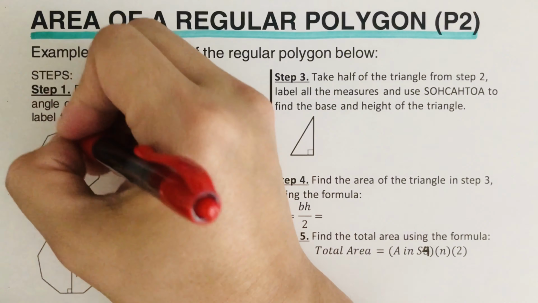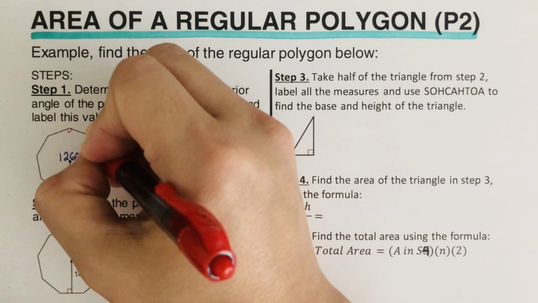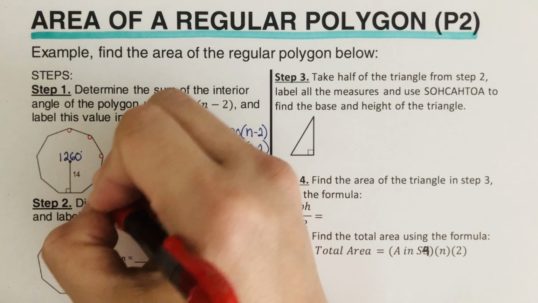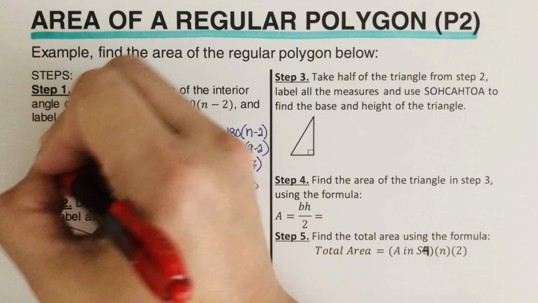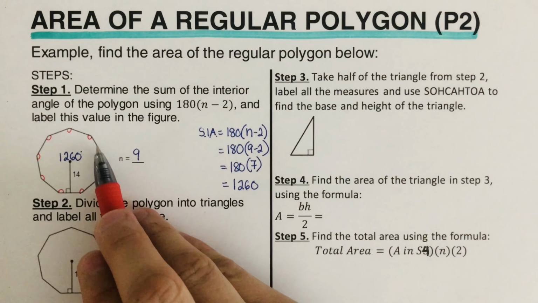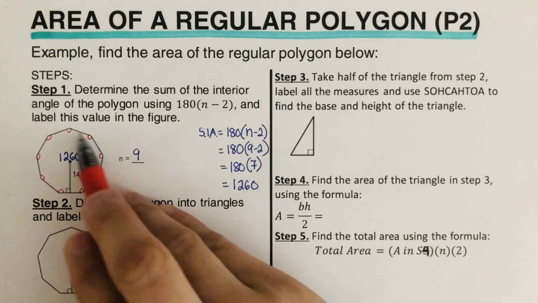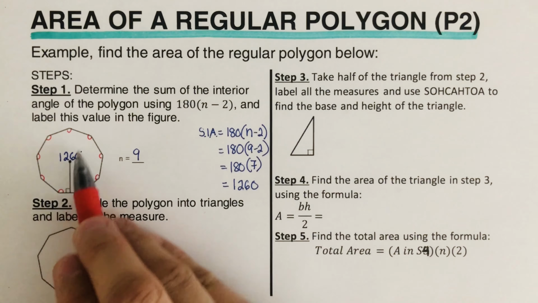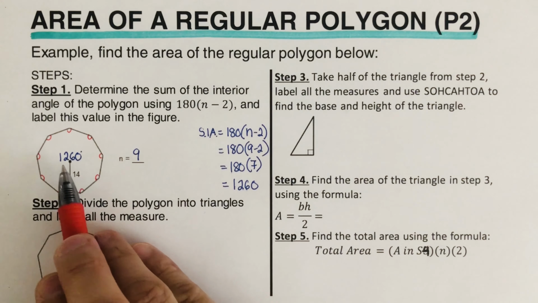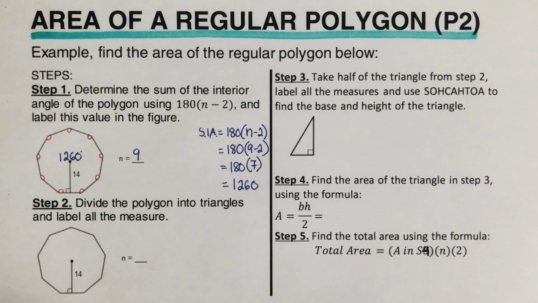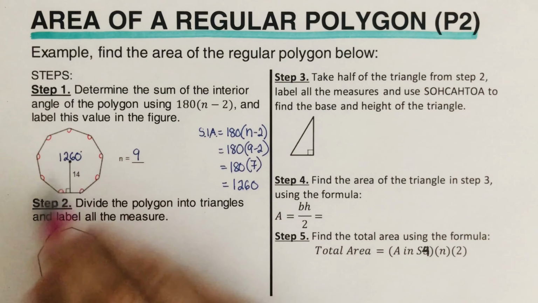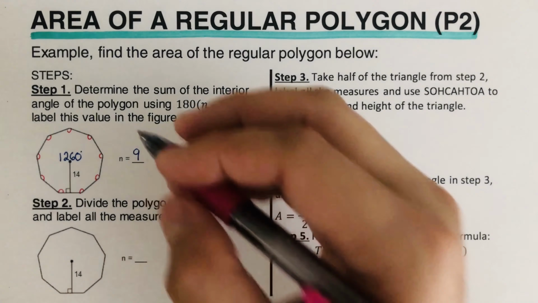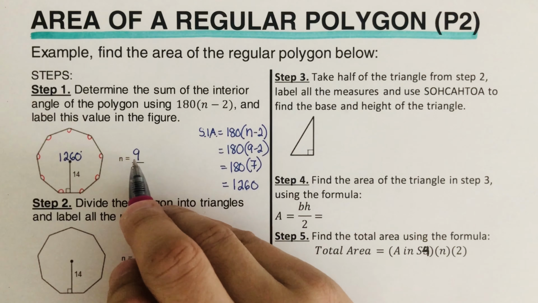What does it mean? Since this is a regular polygon, it is equiangular. Equiangular means all of the angles are equal. So we need to determine the measure of each angle if they're all equal. If the sum of all of these red angles is 1,260, what is the measure of each one? We can divide 1,260 by 9, since there are 9 sides.